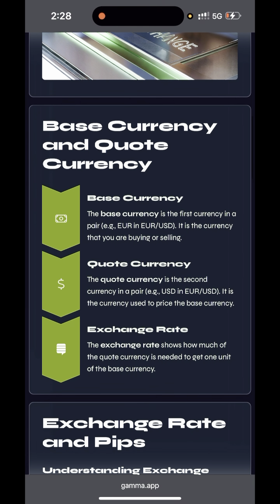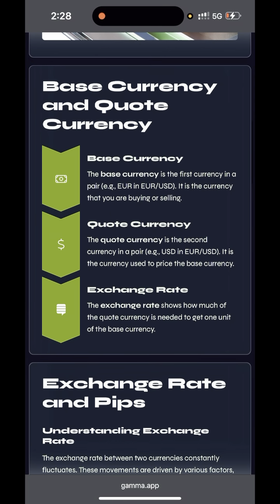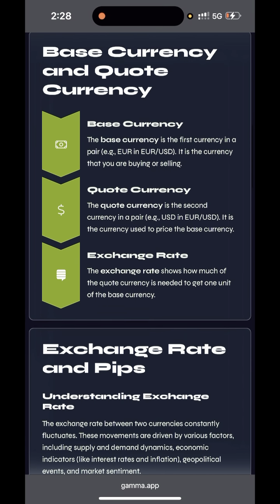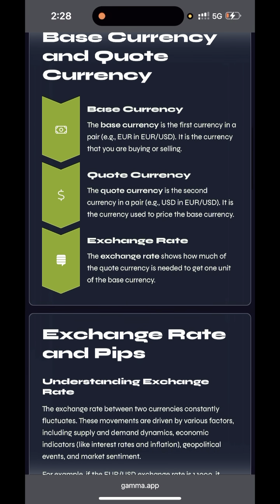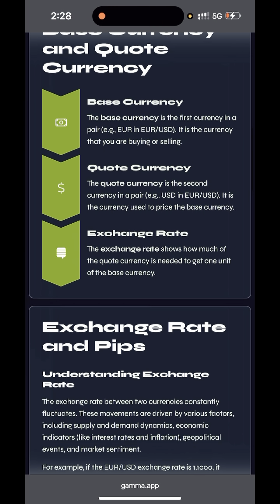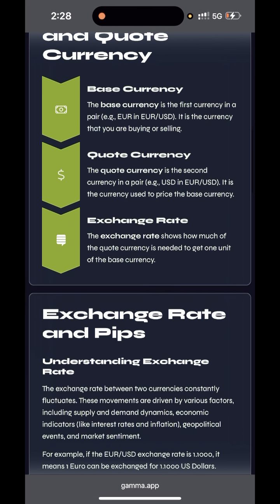For the first example that we used, EUR/USD, the USD is the quote currency. It is the currency used to price the base currency. Then we have the exchange rate. Basically, the exchange rate is how much of the quote currency is needed to get 1 unit of the base currency. So for instance, NGN/USD: it's how much of the quote currency is needed to get the base currency.